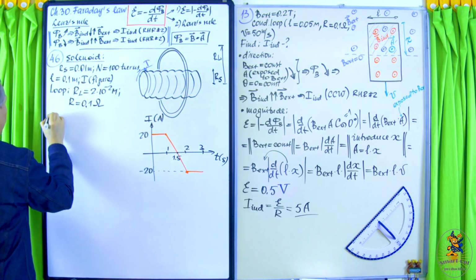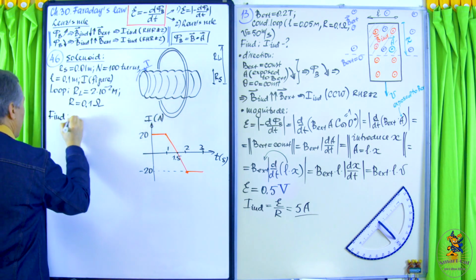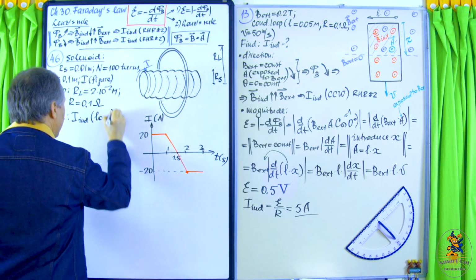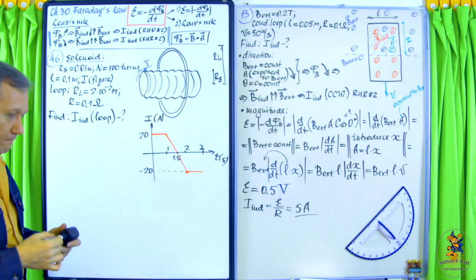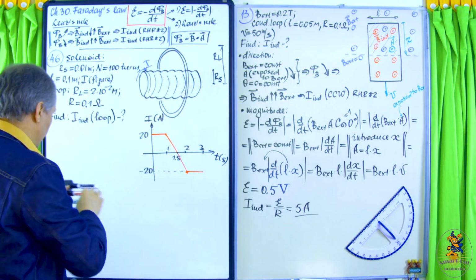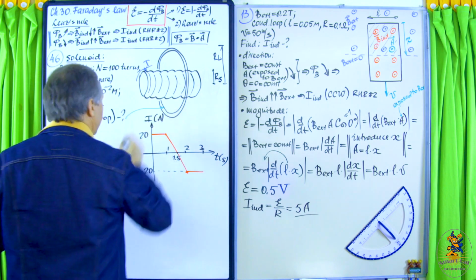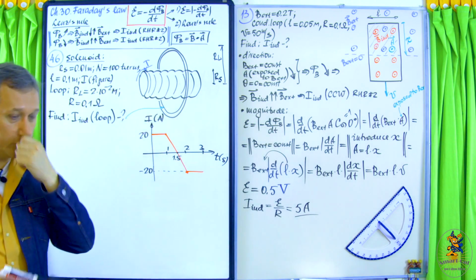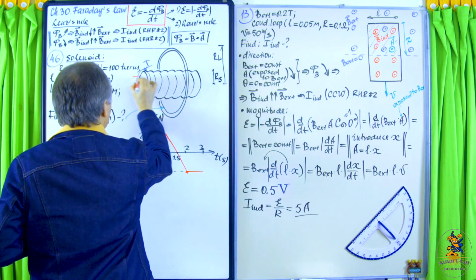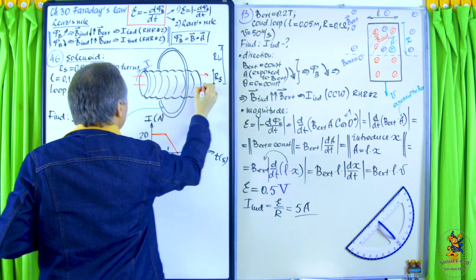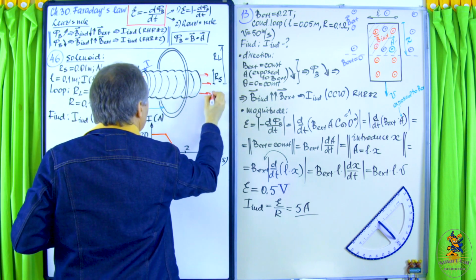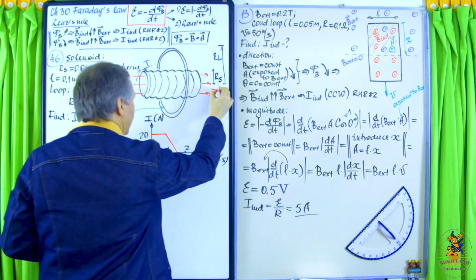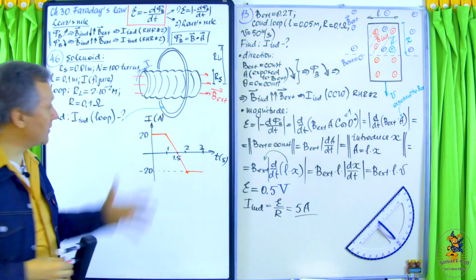So what needs to be found? Find I induced, and emphasize loop, in the loop. Here, let me show. So that is the current in the solenoid, and we need to find the current in the loop. And let me draw magnetic field lines. So that's basically B external for the loop.